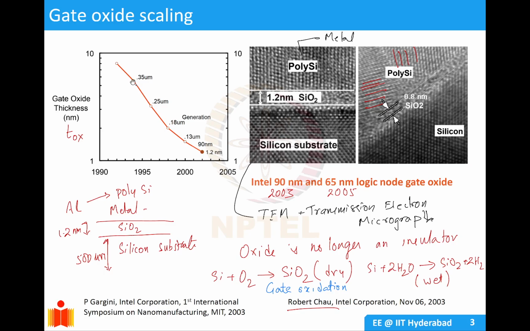You can see here it was 0.35 micron, which is 350 nanometer, and it has come down to 1.2 nanometers or even lesser than that. So you can see here it's around 0.8 nanometer SiO2. Here it was 1.2 nanometer SiO2. This is your silicon substrate, and this is your polysilicon, which acts like metal.